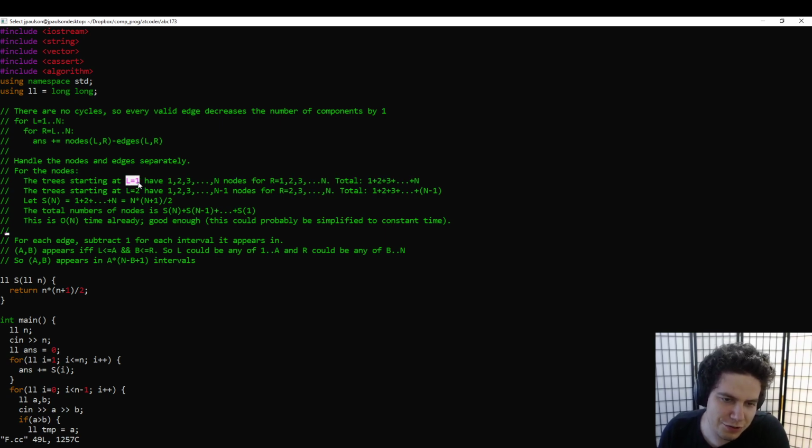So consider all the trees that have L equals 1. The node with just 1 has 1 node, the node with 1 and 2 has 2 nodes, the node with 1, 2, 3 has 3 nodes, all the way up to the nodes 1, 2, 3 up to n, which has n nodes. So the sum of the numbers from 1 to n is the total number of nodes in all the trees with L equals 1. With L equals 2, you get the same thing, except there's no tree of size n, right? It only goes up to n minus 1. For L equals 3, the same thing, except it's the sum from 1 to n minus 2.